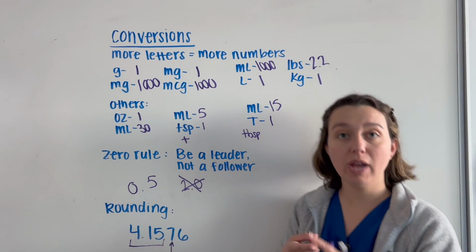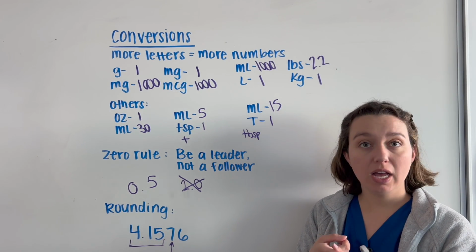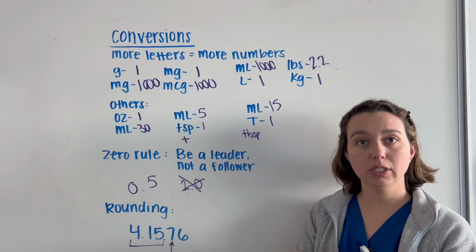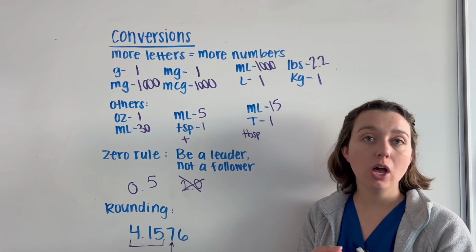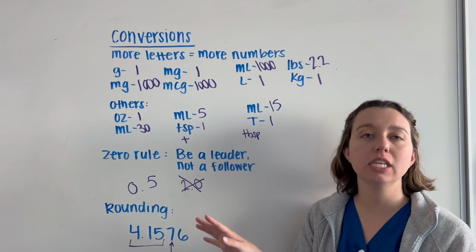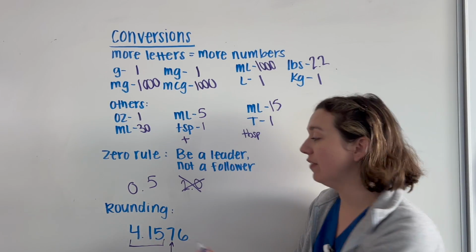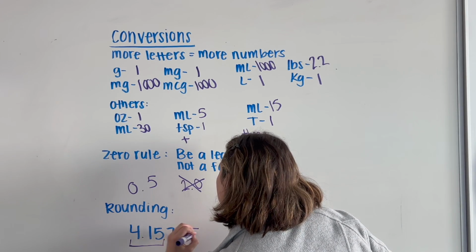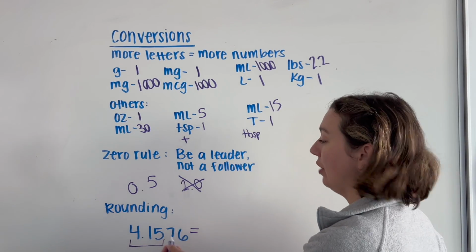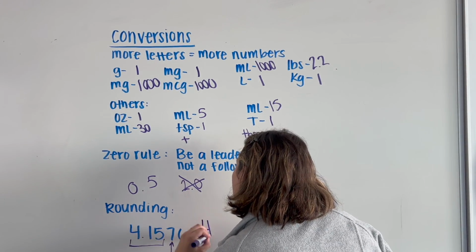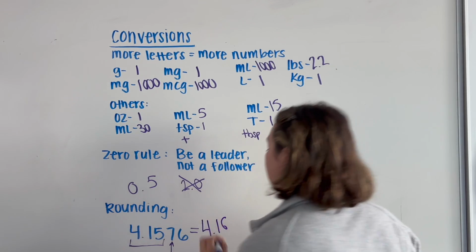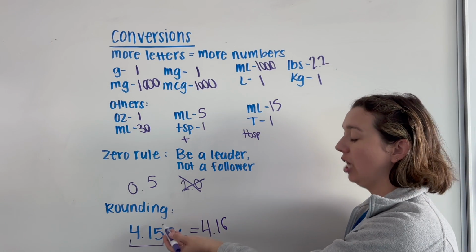With our rule with rounding, 5 and above, give it a shove. So you're going to round up. 4 and below, let it go. Let go of those numbers, keep everything the same. So 7 is 5 and above. We're going to give it a shove. So we're going to have 4.15, rounding it up, is going to be 4.16. So we're rounding it up, we're giving it a shove.